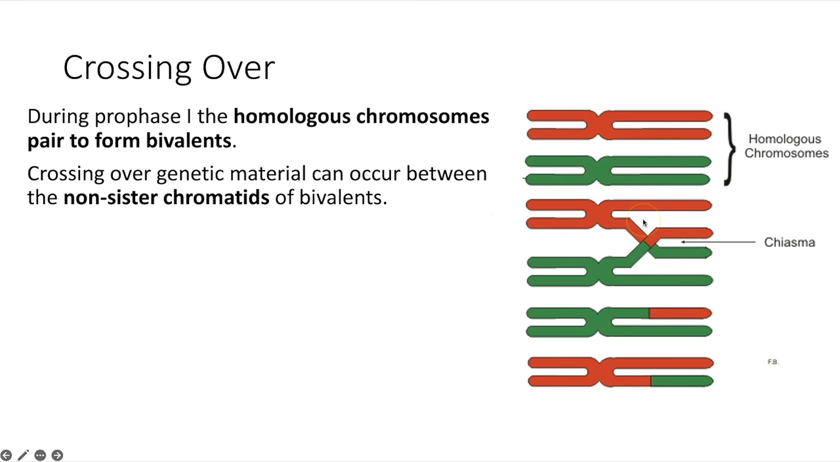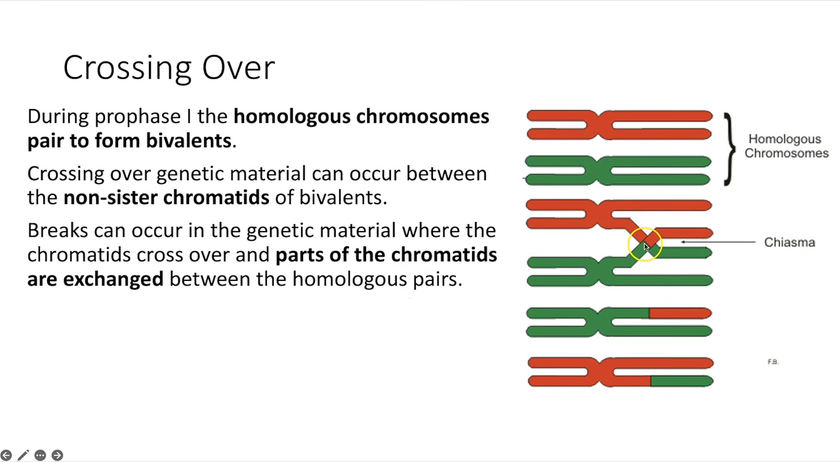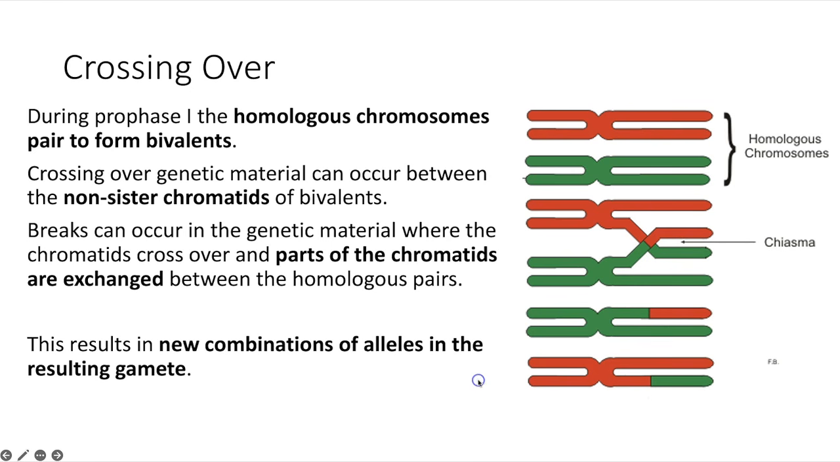What can happen, not all the time, but sometimes, when that bivalent forms, is that the non-sister chromatids, which means the chromatids from the two different chromosomes, can cross over when they're in that bivalent. The exact position where they cross over is known as a chiasma. Where those non-sister chromatids cross over, it can put tension on that chromatid, causing parts of the chromatids to break and then swap, and they're exchanged.